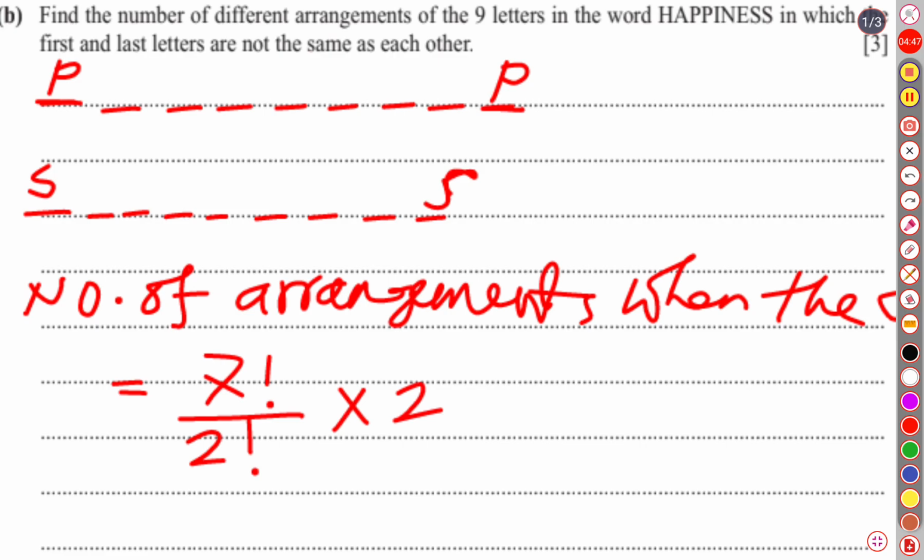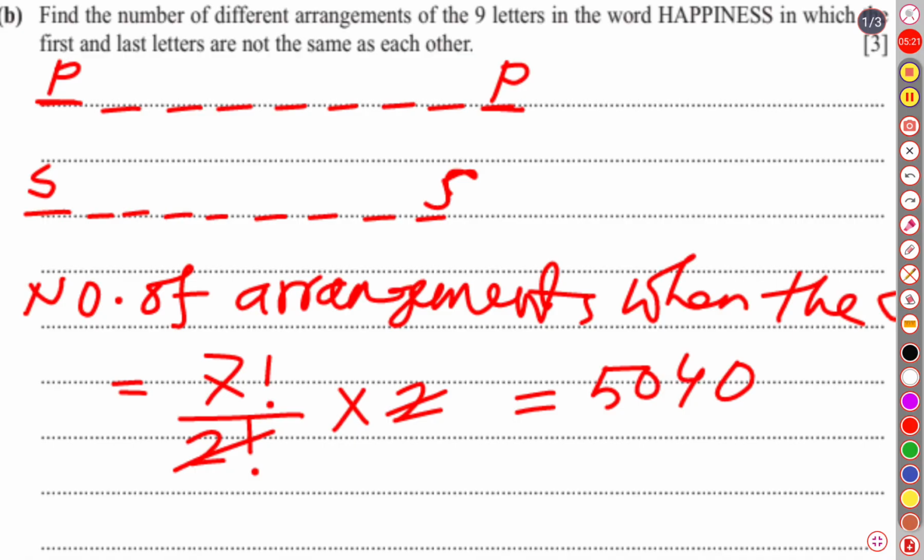So if we multiply by 2, it is going to be 7 factorial ways. Look at this, 2 factorial and 2 are exactly the same, so if we cancel these two, it is simply 7 factorial ways. So 7 factorial is 5040. 5040 ways we can arrange them when the first and last letters are the same. Now let's go back to the question.